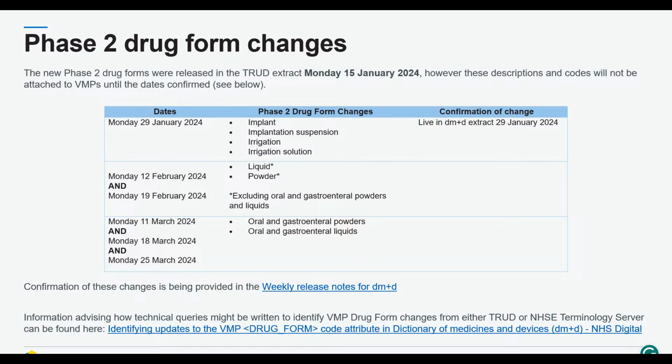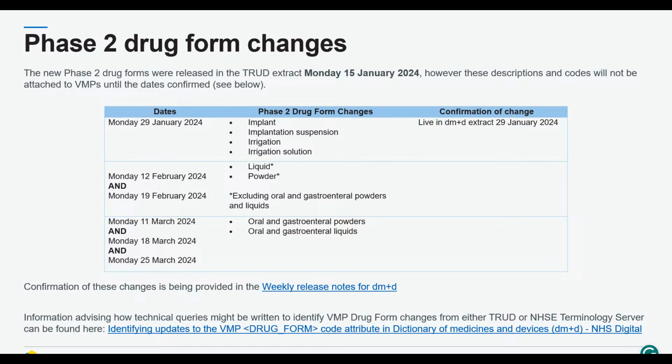In terms of the numbers, there were around 45 VMPs that were changed as a result of that work. Now we've got Monday the 12th of February, which is next week, and then Monday the 19th of February for the next lot of changes, which are to liquid and powder. I can report there are around 325 liquids that are being reviewed as part of this work. Around 52 remain unchanged, and around 265 are going to be updated to one of the new forms.